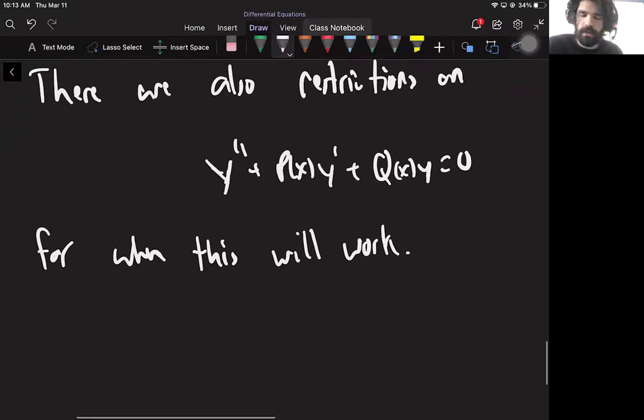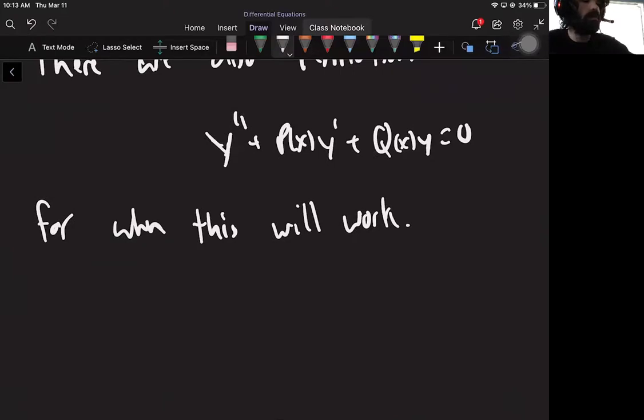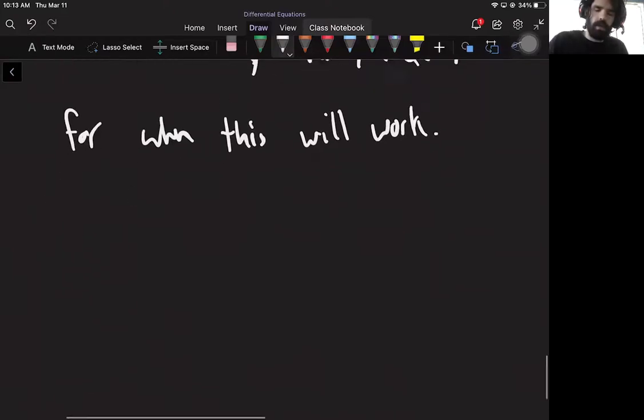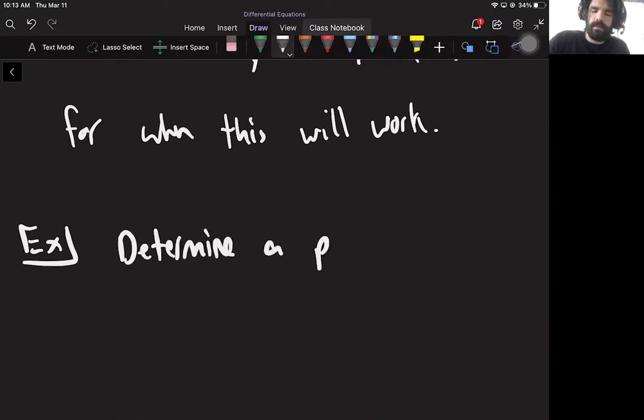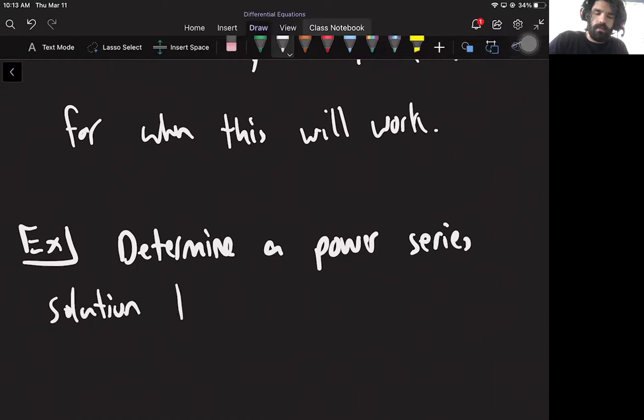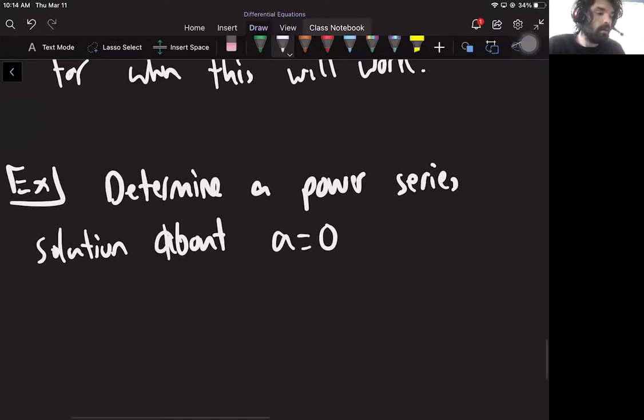So let's just see an example to see how this whole thing works. And we will start off with an example that we already know how to solve so that we can see that our answer makes sense. So we're going to determine a power series solution about, so we got to pick a center point, a equals 0. In this case, we're pretty much always going to pick 0 to make our lives easy. For y double prime plus y equals 0.